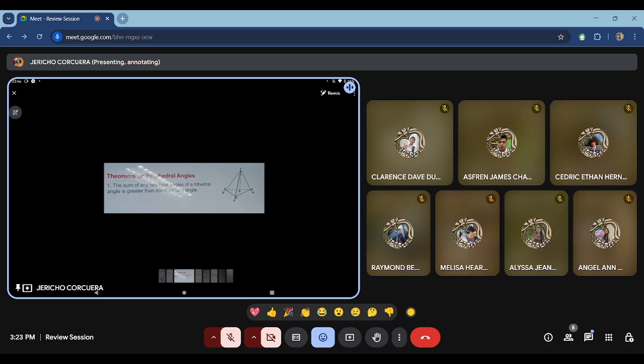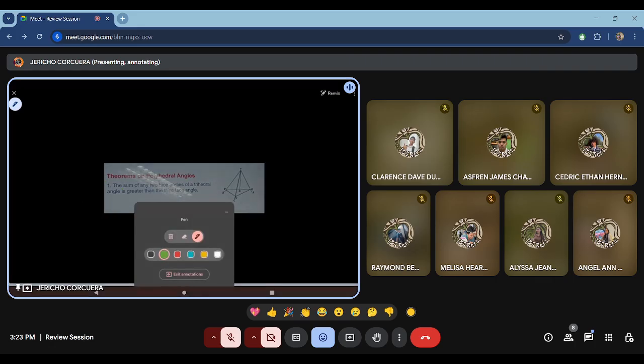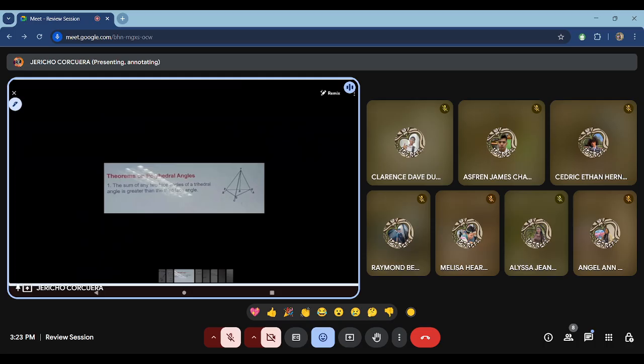If you can see that on the figure here, we have the faces VBG and VGA. Those are the same measures. And the third face is actually VFE. So we can say that if we add the angles VBG and VGA, it's greater than VFE. Any two face angles of the trihedral angle will always be greater than the third face angle.